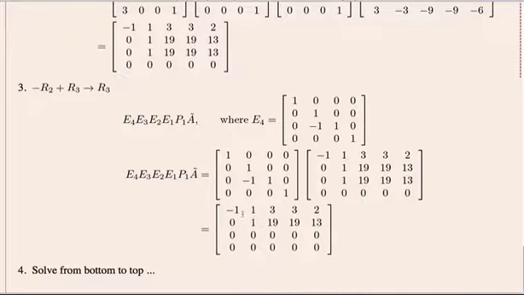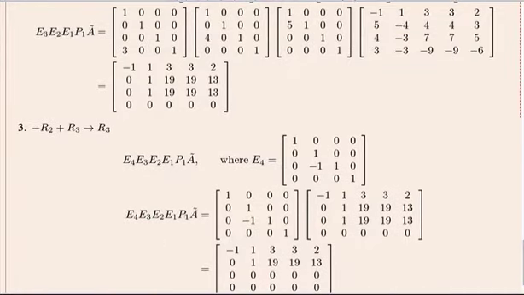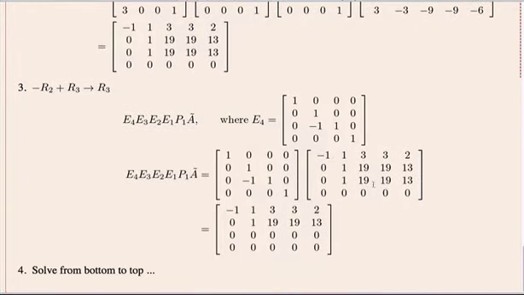This is now in upper echelon form, so we can start solving it from the bottom to the top as we did before. Make sure that you understand these matrices, and also that you know how to do this Gaussian elimination step by step.